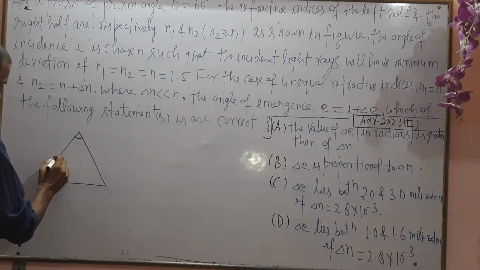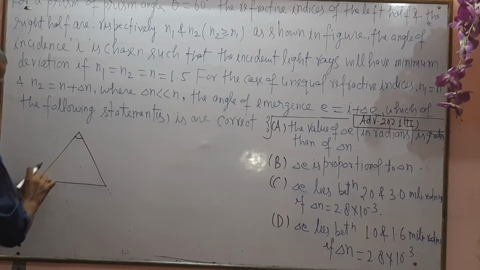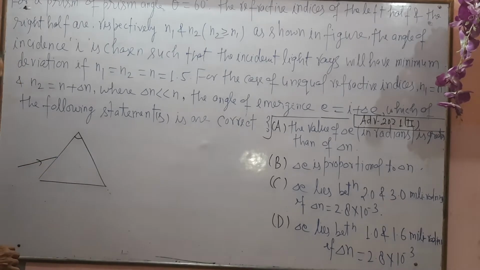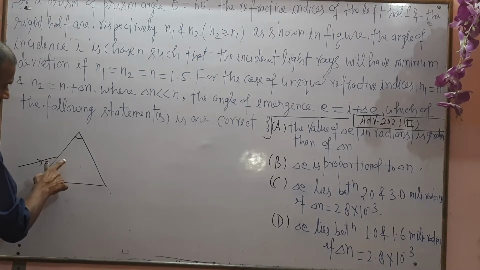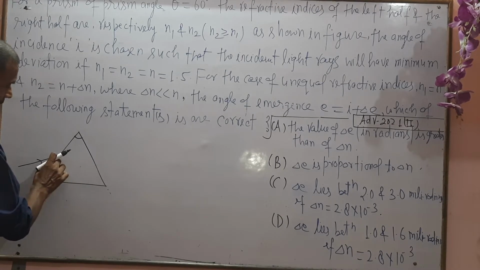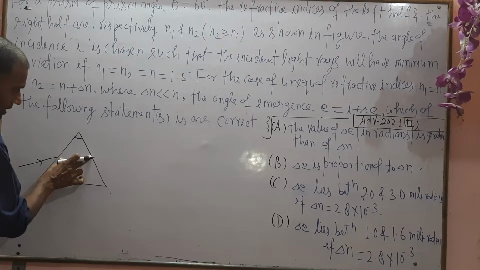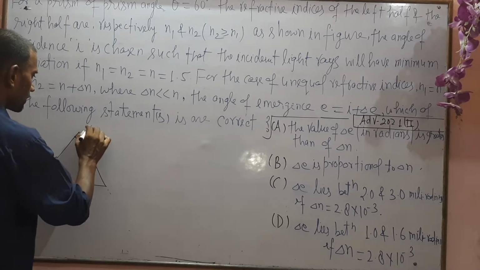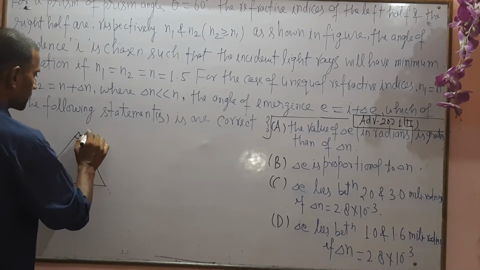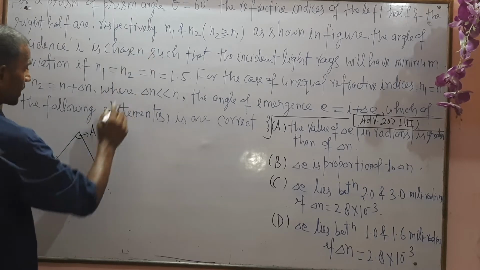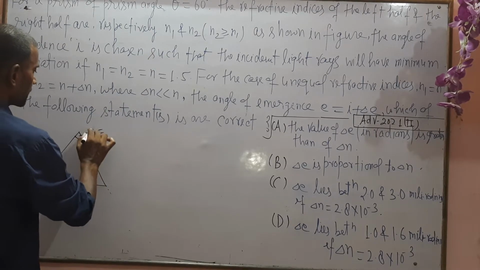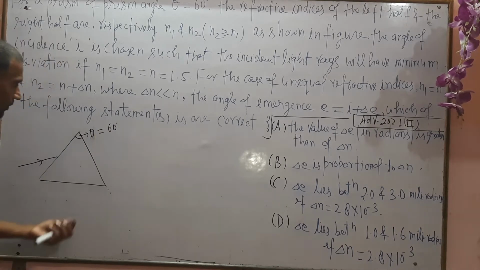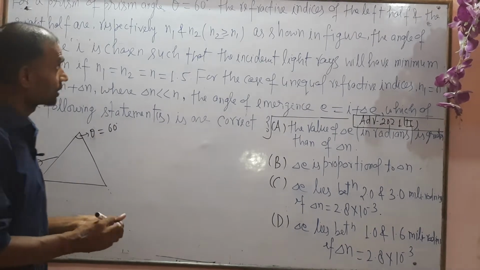Let us suppose the ray is incident at this surface, and after refraction the ray goes to this surface. That angle is known as the prism angle. Let us suppose this is A, or we can say theta. Here theta is given as 60 degrees, so the prism angle is 60 degrees.